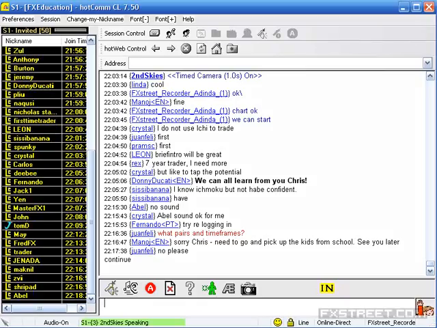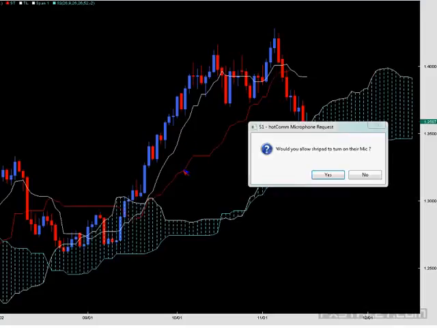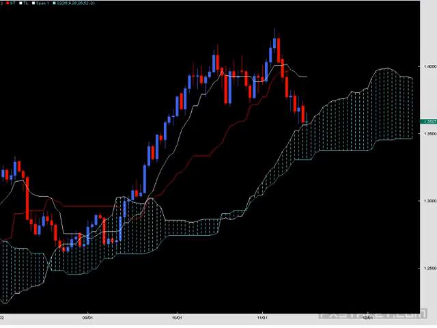So, one of the more famous methods is the Tenkan Kijun cross. That is when the white line crosses the red line. Now, not all Tenkan Kijun crosses are the same. Upward crosses are different from downward crosses. General upward Tenkan Kijun crosses are considered bullish crosses. General downward ones are considered bearish. That is one of the famous ones there.